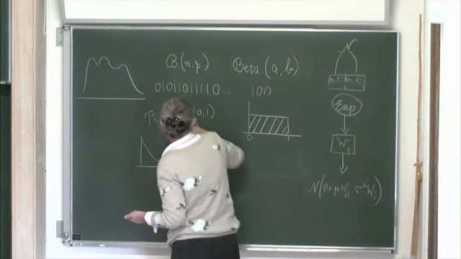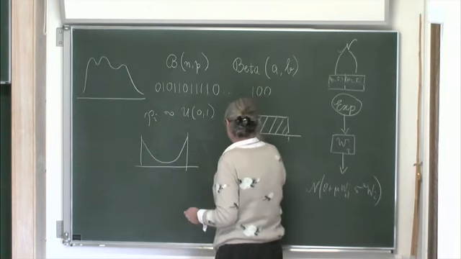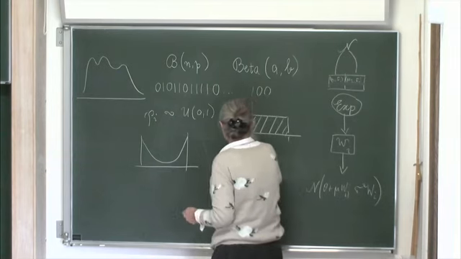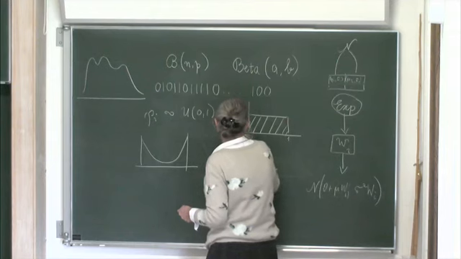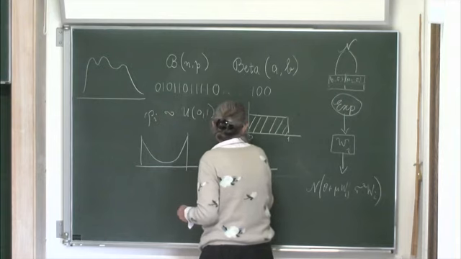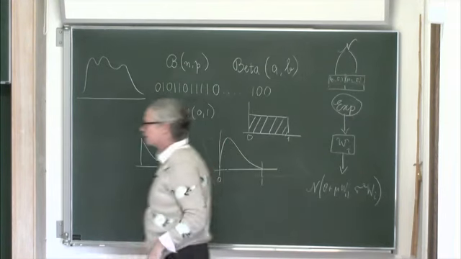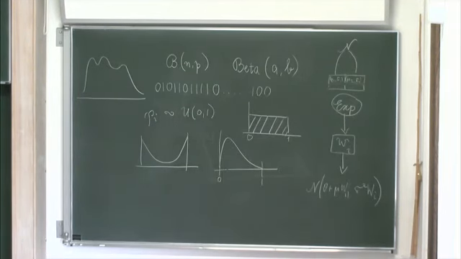You could get something like that between 0 and 1. Or you can have something which is asymmetric. You can have something which is like that. So again, it's between 0 and 1. Okay. So that all depends on the parameters.